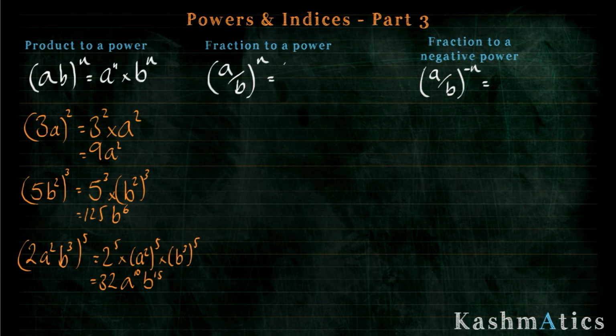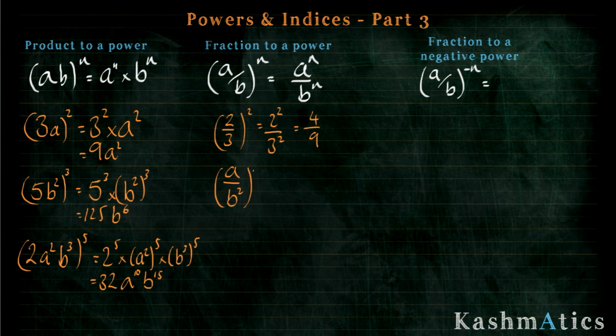The second rule is very similar. So a over b to the power n is equal to a to the power n over b to the power n. So for example, if I had 2/3 all squared, that's the same as 2 squared over 3 squared, which would be 4 over 9. If I had something like a over b squared all cubed, that would be a cubed over b squared all cubed, which would be a cubed over b to the power 6.